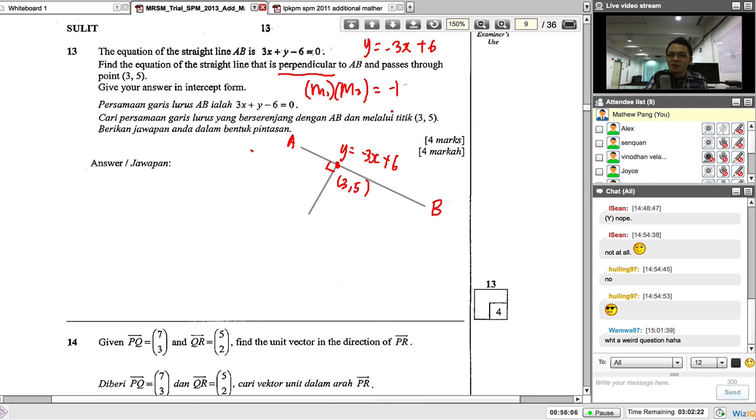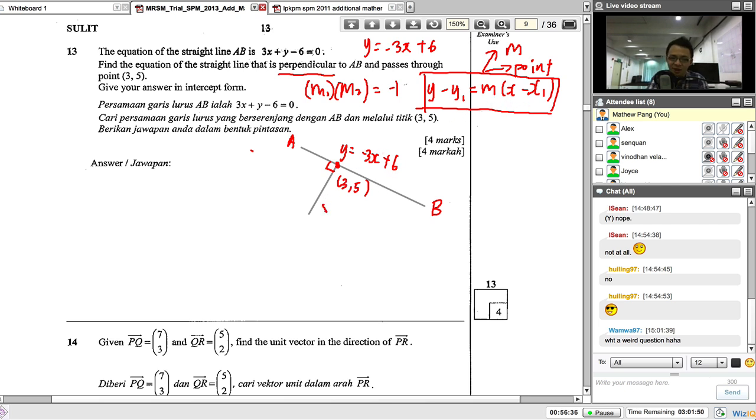Then he asks me to form an equation, and I straight away link to the other formula: y minus y1 equals m times x minus x1. This is the formula for forming an equation. I always say, if you want to use this formula, you must have two pieces of information: one gradient and one point. Over here, you have both. You solve this one to get the gradient, and you have a point here, (3, 5).